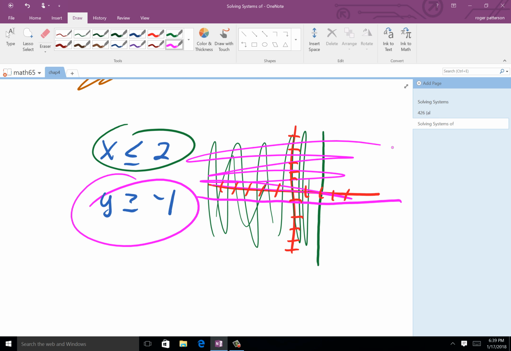So how would you write the answer down? And would it just be like a set of all x and y is?